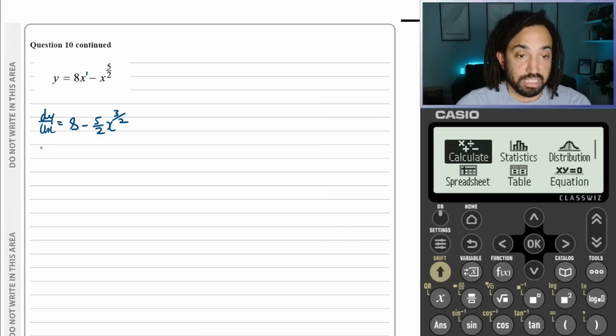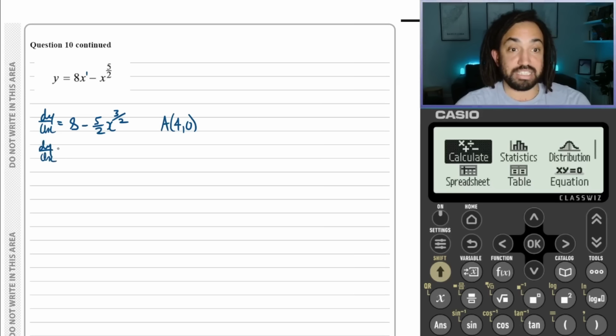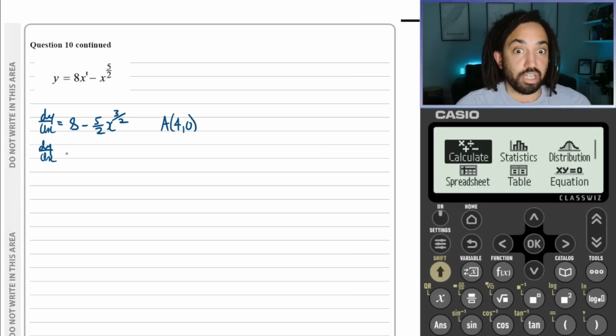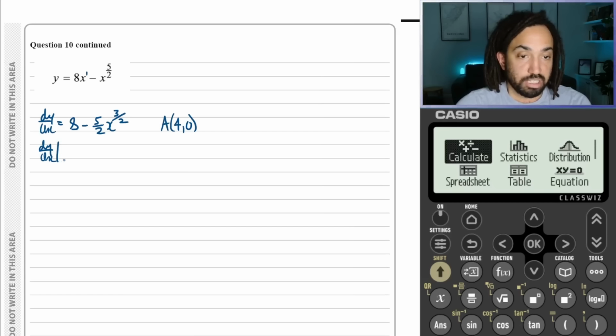Now we are trying to find the tangent at A, and we know that at A we have the coordinate 4, 0. So the tangent at A has the same gradient as the curve at A. So we want to find dy by dx when x is equal to 4. So sub 4 into this. So we get 8 minus 5 over 2, 4 to the power 3 over 2.